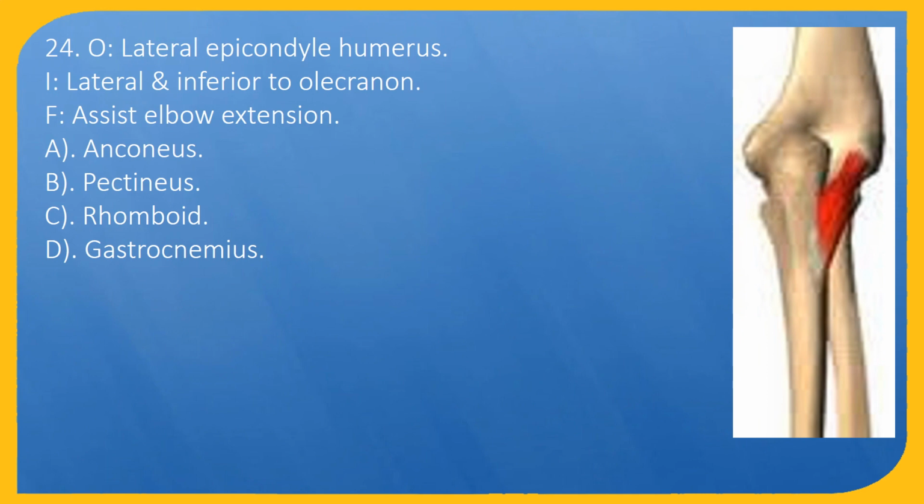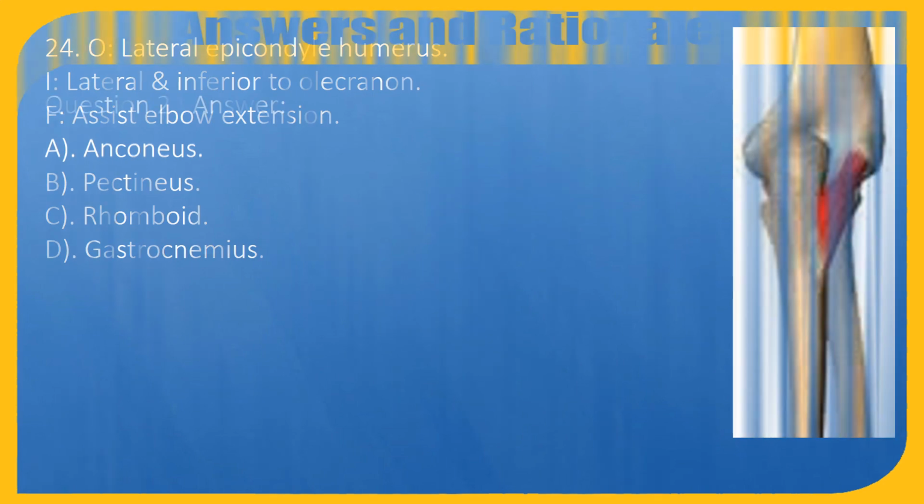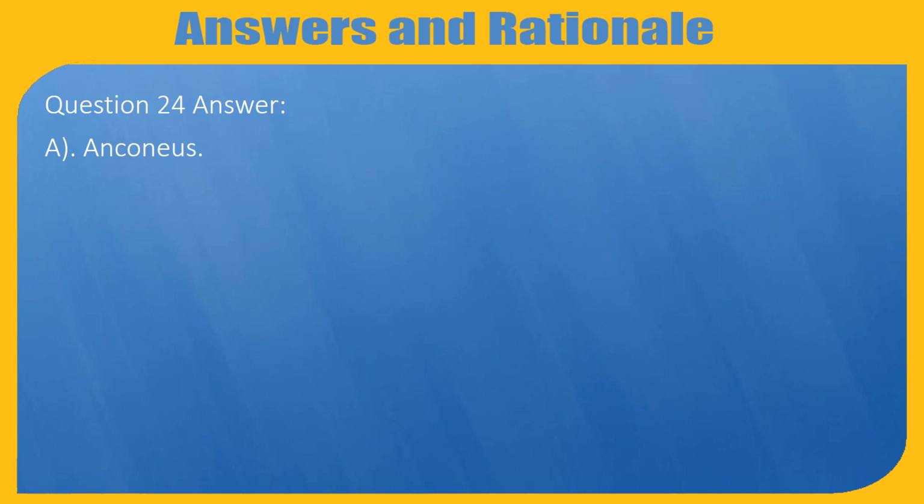Question 24. O: lateral epicondyle of humerus. I: lateral and inferior to olecranon. F: assist elbow extension. A. Anconeus. B. Pectineus. C. Rhomboid. D. Gastrocnemius. Question 24. Answer A. Anconeus.